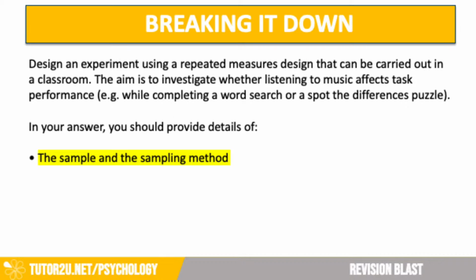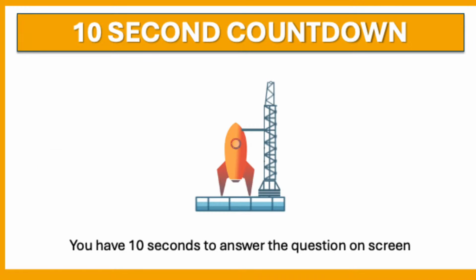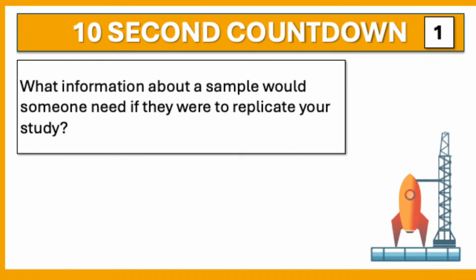Okay, so again, breaking it down. So we're going to look at the second bullet point now. So in your answer, you should provide details of the sample and the sampling method. So again, to kind of get your heads back into this, we're going to do some 10-second countdowns. We don't have the noise, but we do have the countdown. The countdown's still going on. So you've got 10 seconds for each one in the chat then.